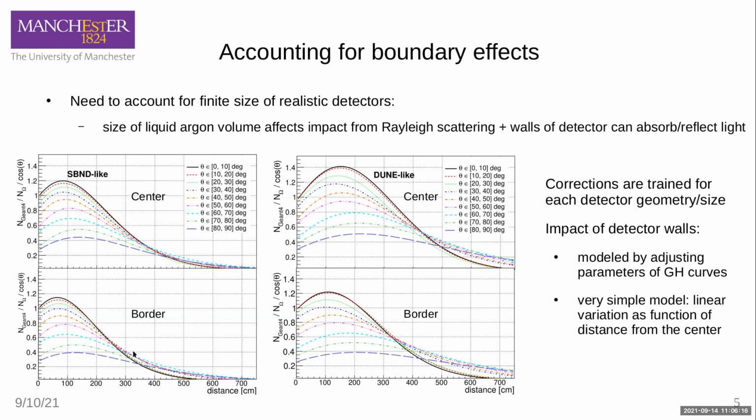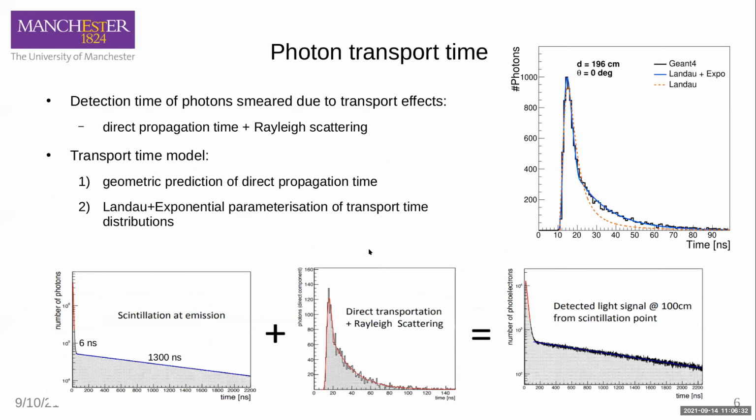Therefore, we must generate trained corrections for each detector geometry and size individually, and then we model the impact of the detector walls by adjusting the parameters of these Gaisser-Hillas curves as a function of the distance of the scintillation from the center of the detector. This allows us to predict the number of photons, but we also need to model when these photons arrive.